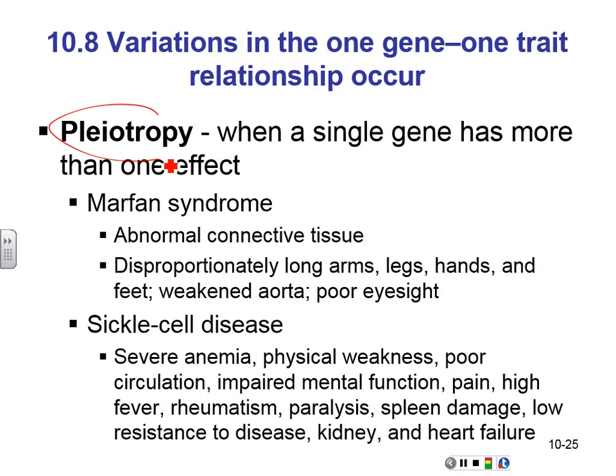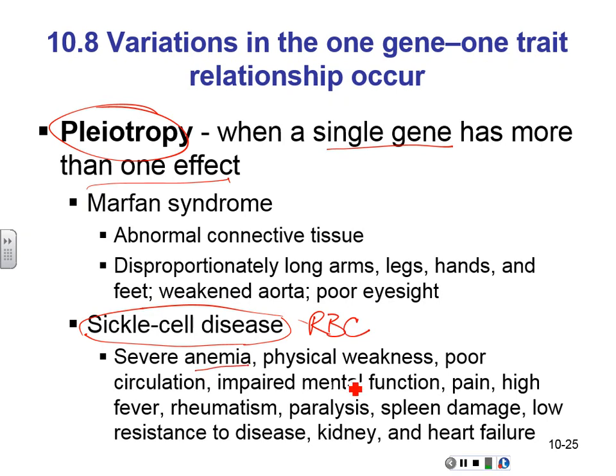There's also something called pleiotropy. I just want to mention it, especially when we talk about sickle cell. We've talked about sickle cell disease, when a single gene has more than one effect. So sickle cell disease has to do with red blood cells, but because of their shape, it can cause anemia, weakness, poor circulation, because the red blood cells, remember, were sickled and they can get stuck, which causes pain. It also causes spleen damage and kidney damage because your blood goes through these organs in order to be cleansed.